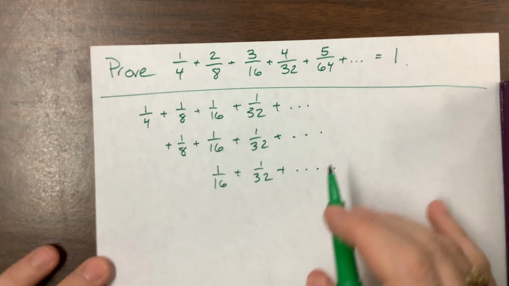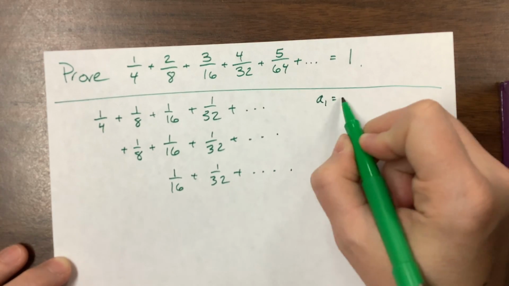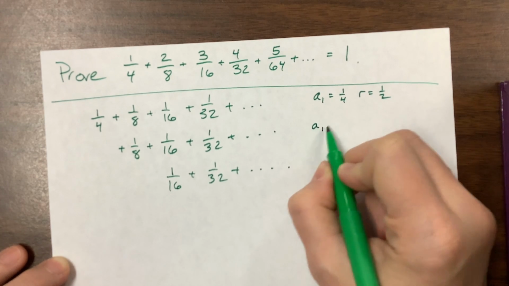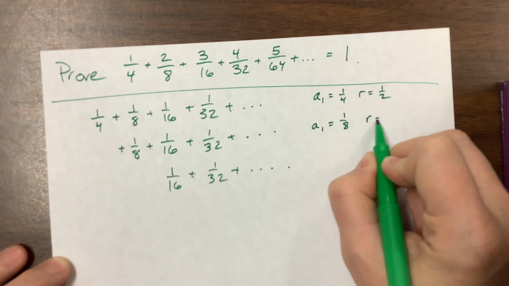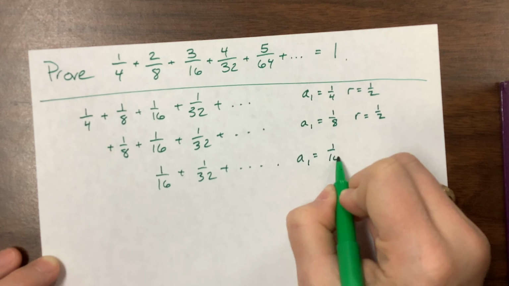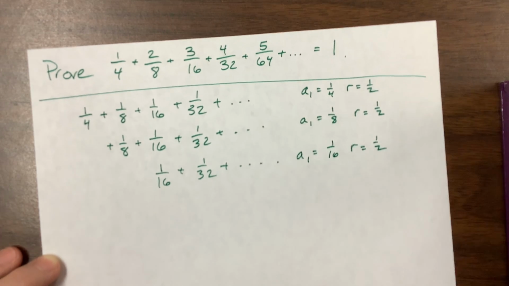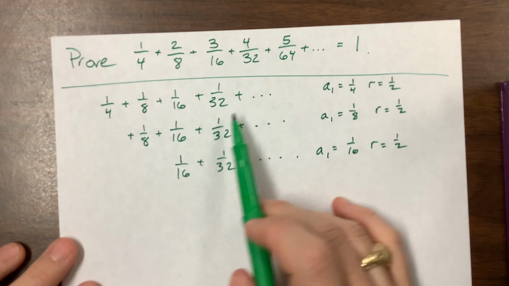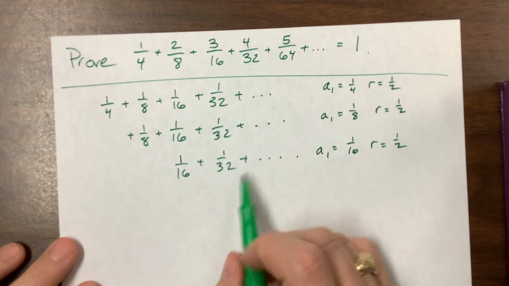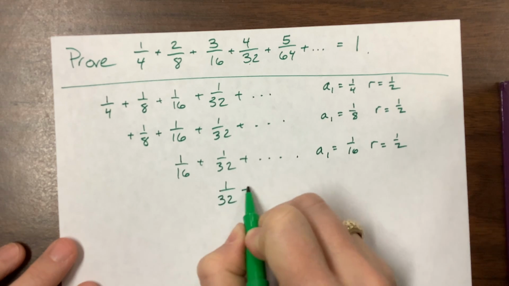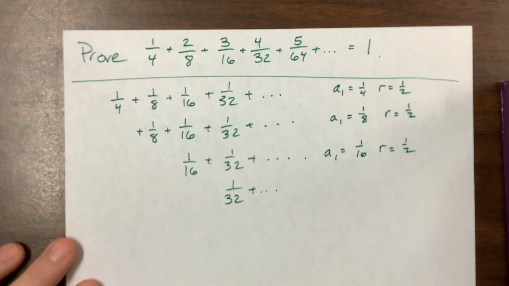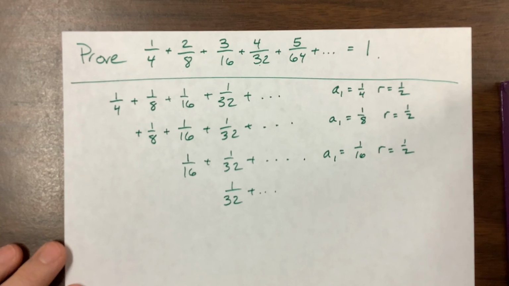Okay, notice in this one, a sub 1, our first term, is equal to 1/4, our common ratio is 1/2. In this one, our first term is equal to 1/8, our common ratio is 1/2. On this one, a sub 1 is equal to 1/16, our common ratio is still 1/2. And then notice I have 3/16 going this way. I have 1, 2, 3. Well, if I need a 4th 32nd, then I could start another series here. And if you think about this, I can keep doing this. I can now have an infinite number of infinite series.